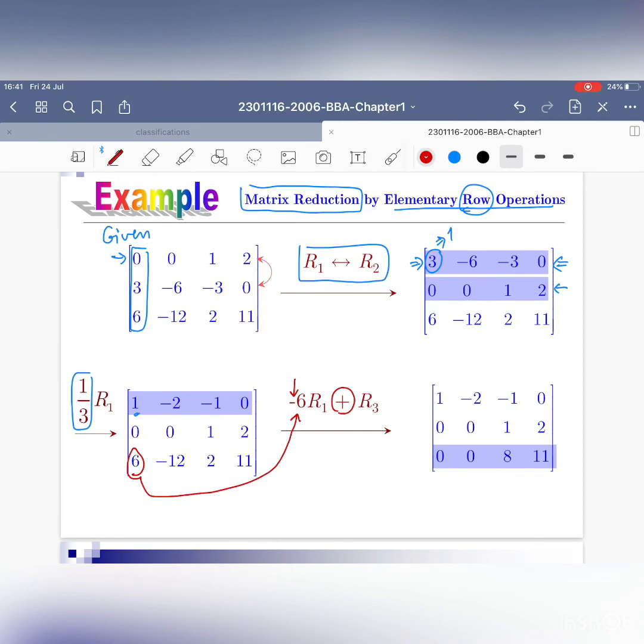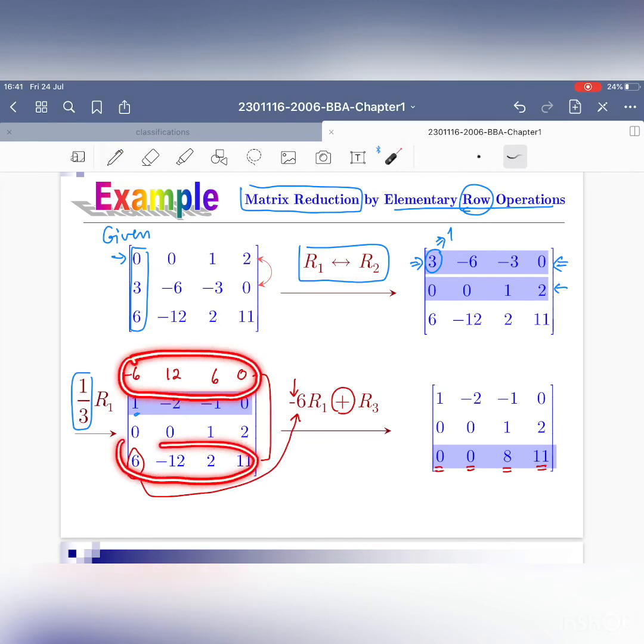So the negative 6 R1 is negative 6, 12, and 0. You add them up: the negative 6 and the 6 cancel, so you get 0. 12 and negative 12 cancel. The 6 and the 2, you have 8, and the 0 and the 11, you got 11. So you use this one together with this one, just add them up, and your first row and your second row are unchanged. The only change is this one.